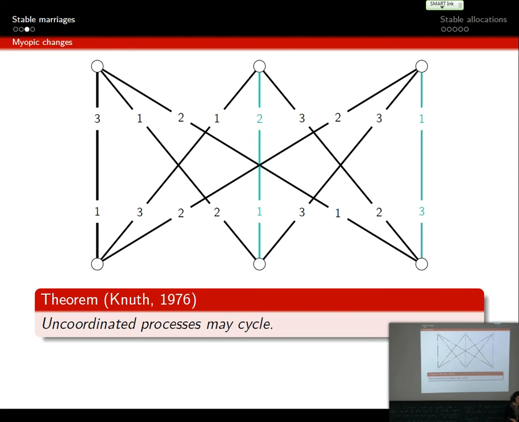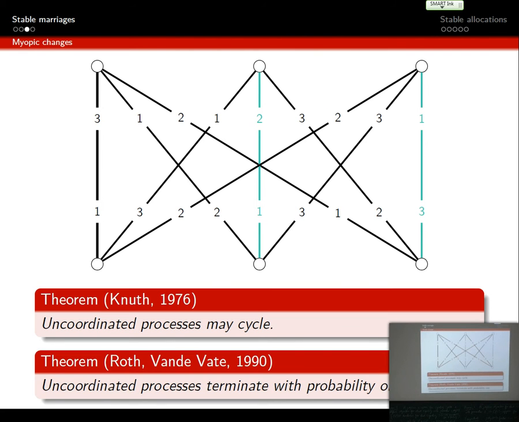So this example also shows that these uncoordinated processes using myopic changes may cycle. On the positive side, we also know that they terminate with probability 1. So actually, people who considered the example actually have to work quite hard to find an example where myopic changes actually run a cycle, because usually you terminate with a stable matching.